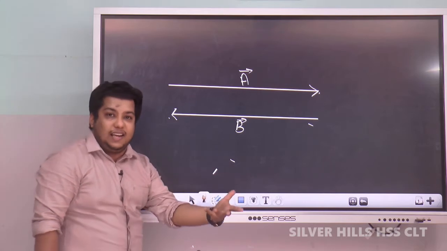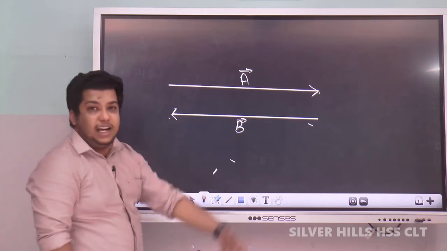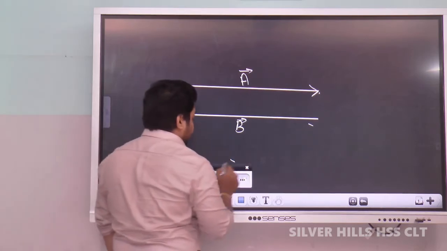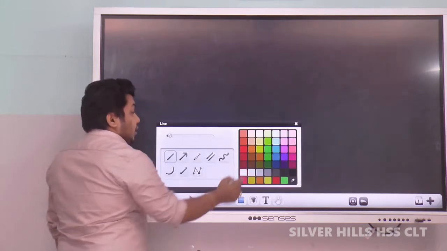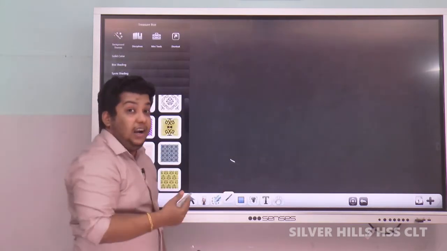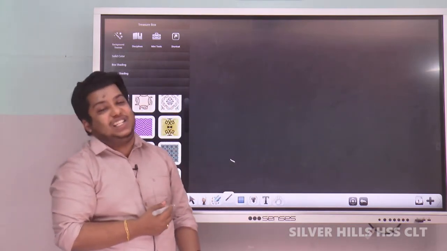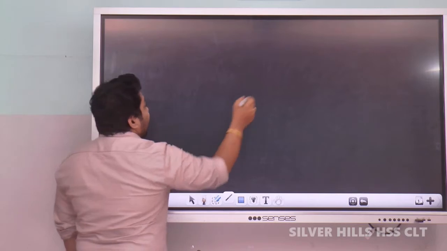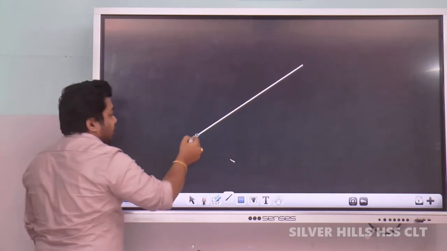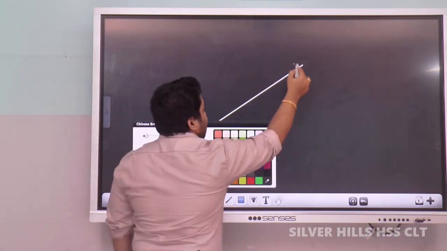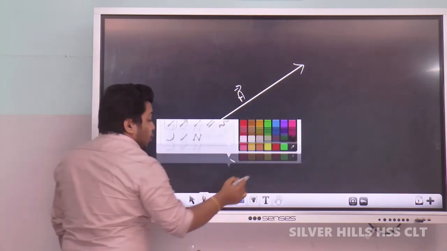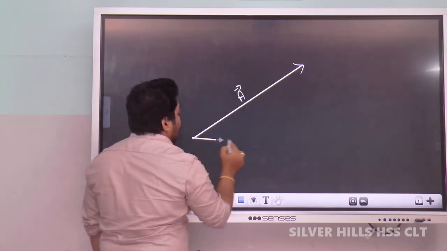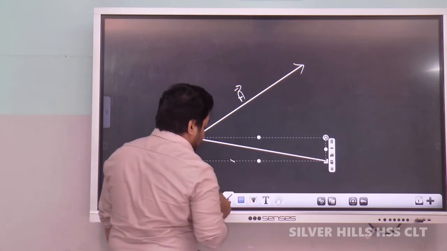Now I am going to discuss the third type of vector. The third type of vector is called co-initial vectors. Now I am going to represent the co-initial vectors. This is vector A, and now I am going to consider vector B also. This is vector B.